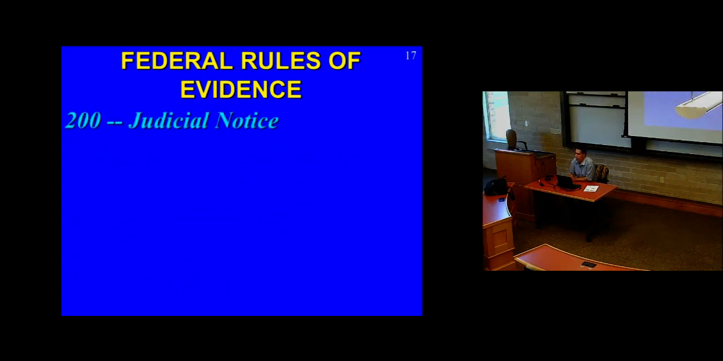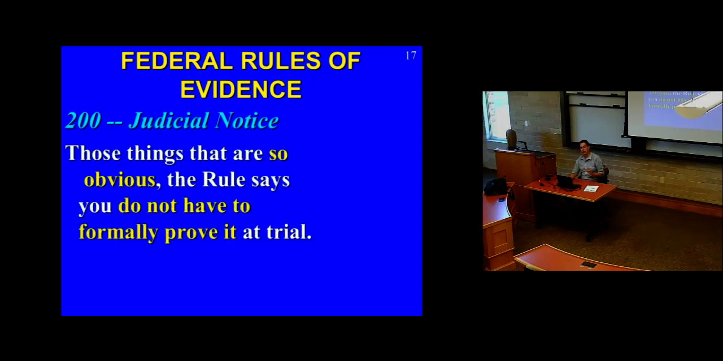Okay, so that's for the 100 series. Now for the 200 series, judicial notice. Think of judicial notice as certain propositions, certain items of evidence, certain things that are just so obvious that the rules say we don't have to formally prove this at trial because it's a waste of time. This is kind of a judicial economy idea.